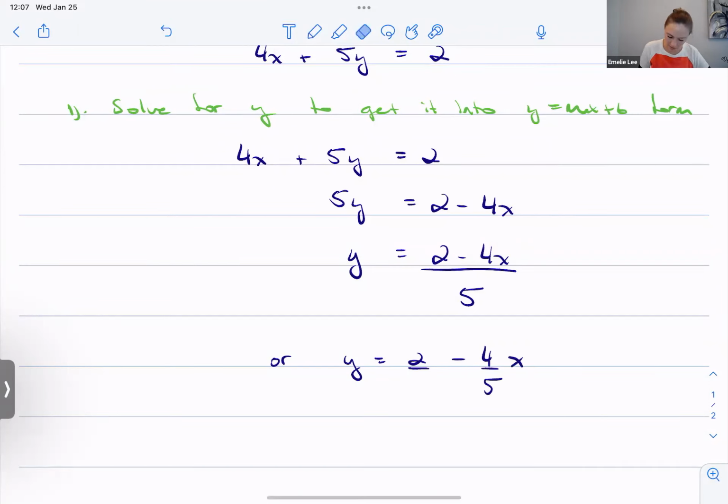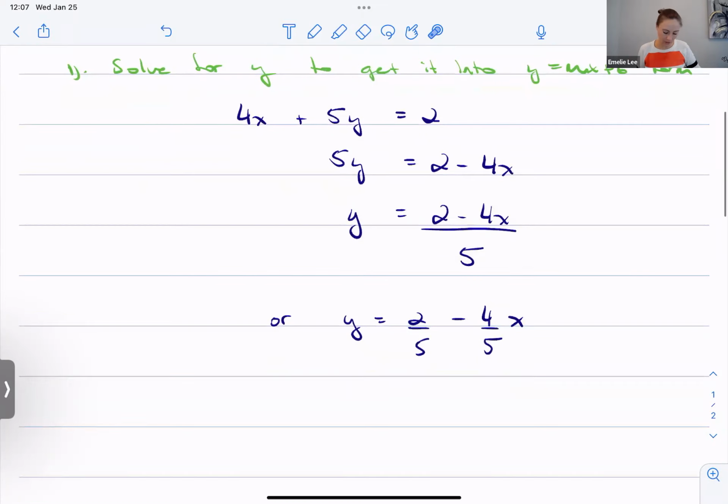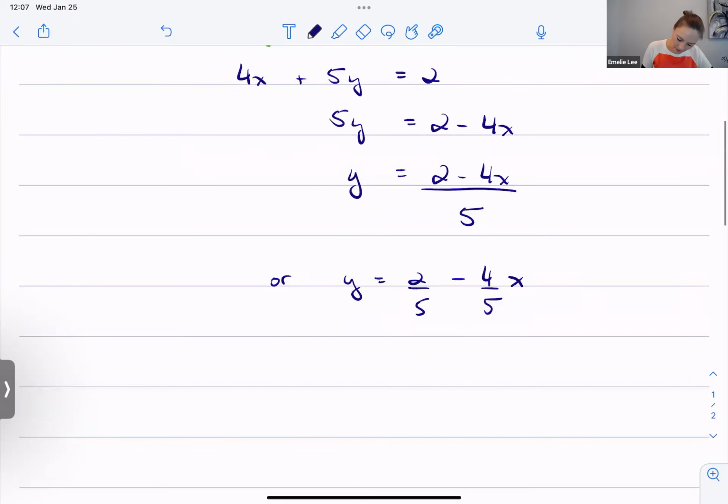As long as you're keeping this denominator on both of the terms, you're allowed to split it up, right? Because then you have that common denominator. Okay. So I'm going to use it in terms of the fractions here. So that was step 1, solving for y.